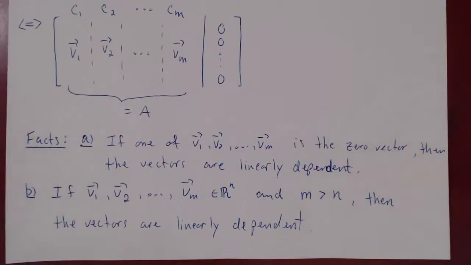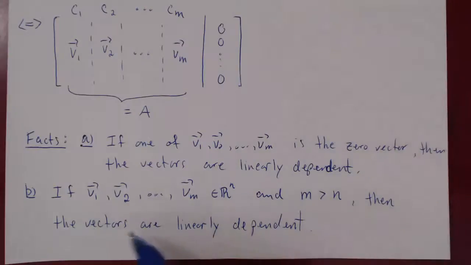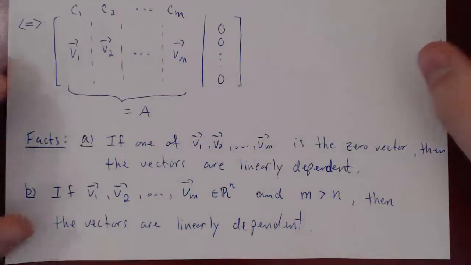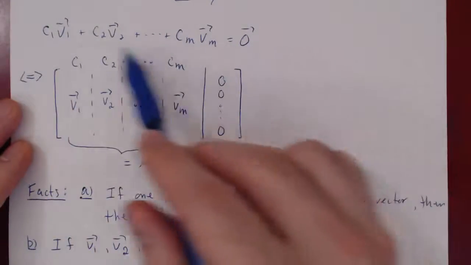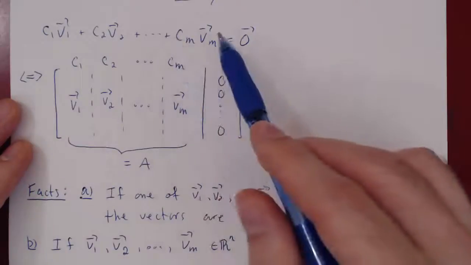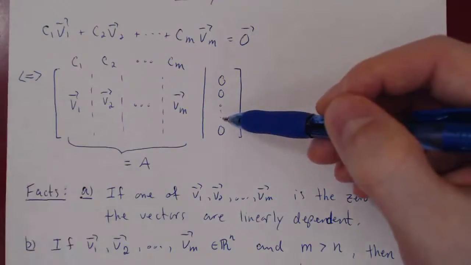So if you ever have a set of vectors in Rn, and you have more vectors than n, there is no need to solve the linear system. Automatically, the vectors are linearly dependent, and that's it. Now think of why this is true. As always, go back to the definition, the equation being a linear combination of the m vectors giving the zero vector. Look at the linear system, and now think of it.